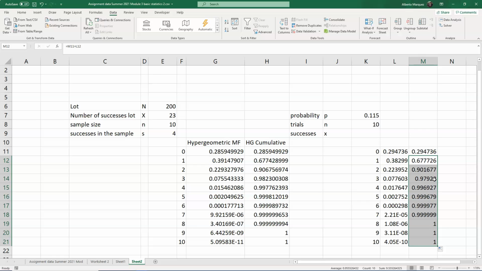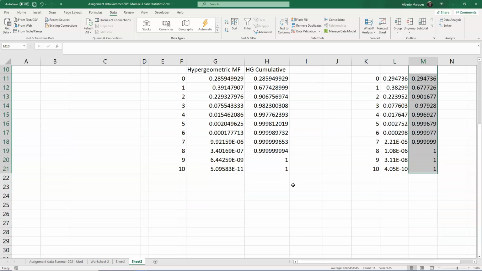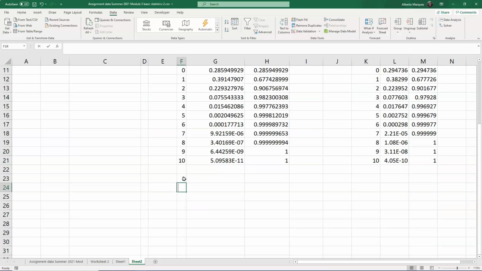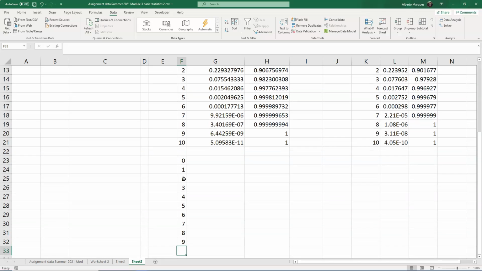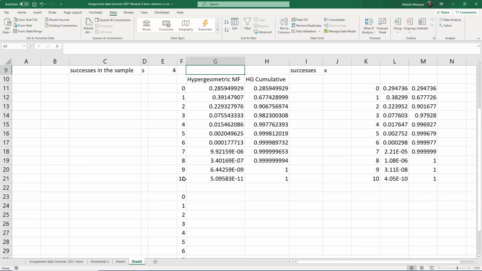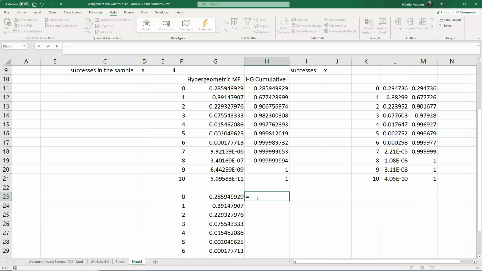They are not way too off. You see, if we compare this column to this column, it is very close. We can actually prepare a graph. Let's prepare a graph. For that, I'm going to just bring the data from those columns. I'm going to prepare one for the mass function, and this is the binomial.